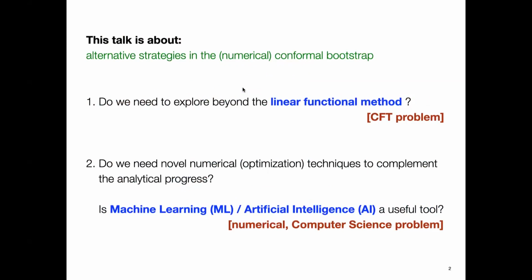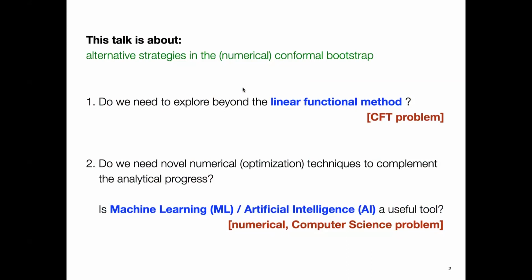So one of the questions that motivates the study is, do we need to explore beyond this established method? Are there any motivations to do that? And this in itself is a problem in conformal field theory. So part of this talk is about addressing in a different way a problem in conformal field theory. The second part has to do with the following question: do we need novel numerical optimization techniques to complement the analytical progress? As you will see, many of the mathematical problems we have to solve here are formulated in terms of some optimization problem.